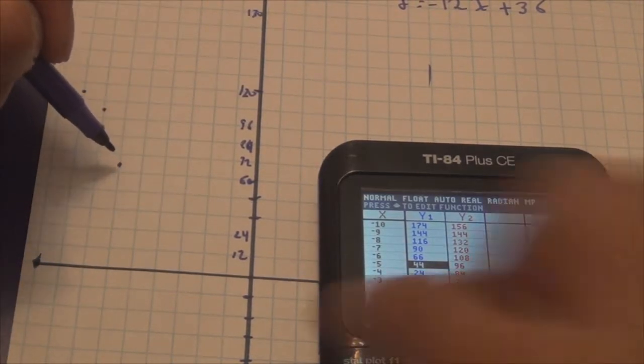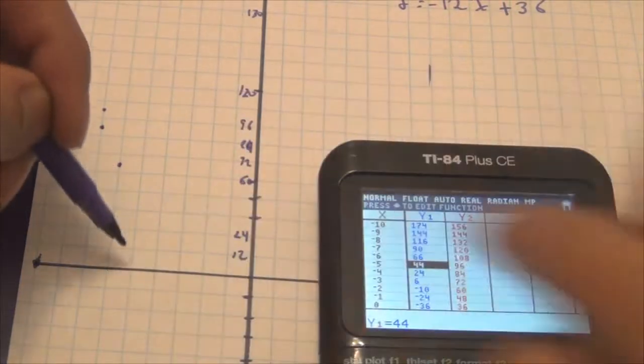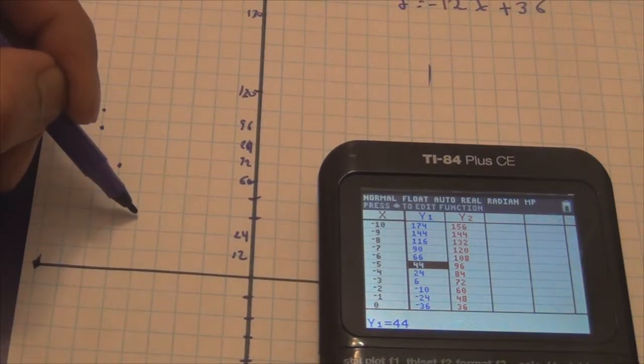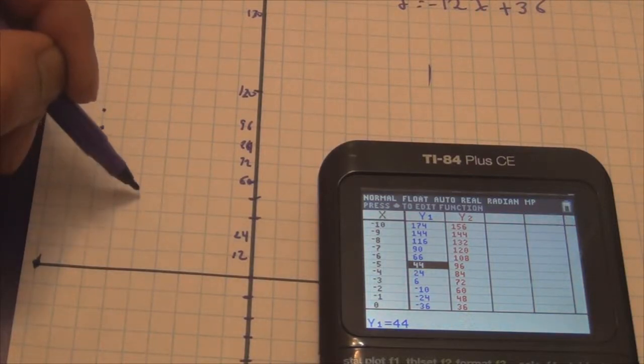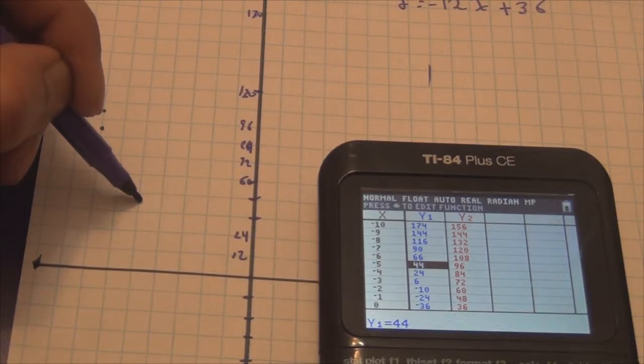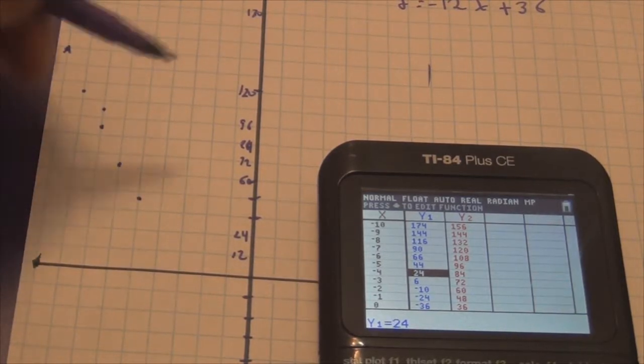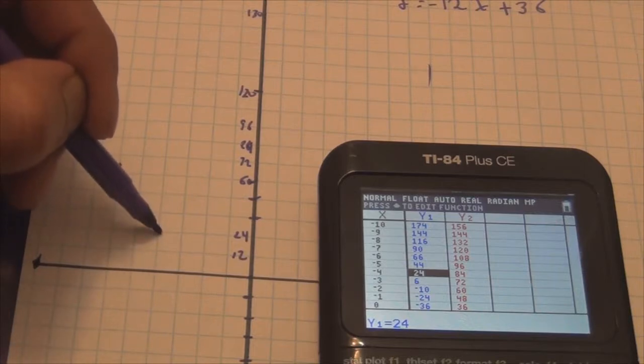Negative 5, what? 1, 2, 3, 4, 5. Okay, negative 5 comma 44. 44, this is 36. So what's the next number? Okay, 36, 48. So 44 should be around here. I hope so. All right, negative 4 comma 24. Negative 4 comma 24 right here.